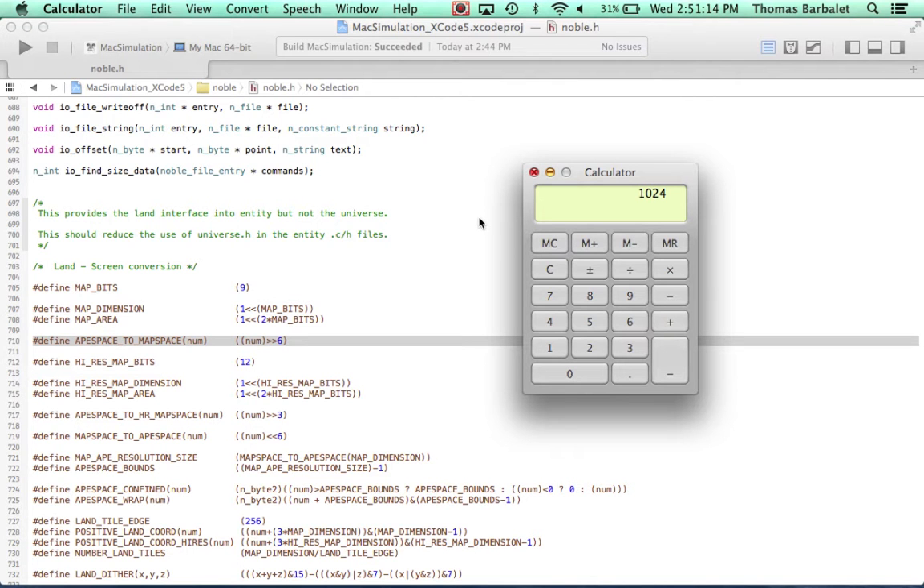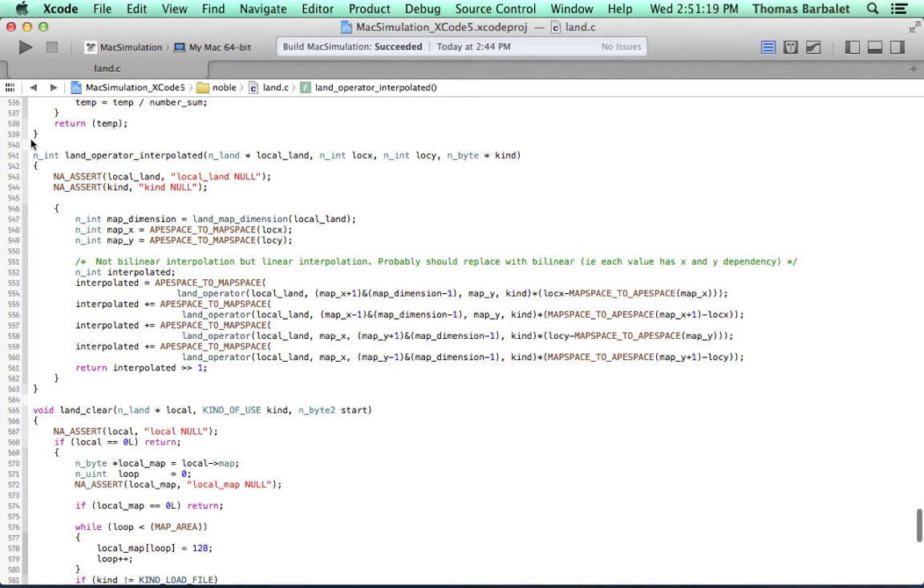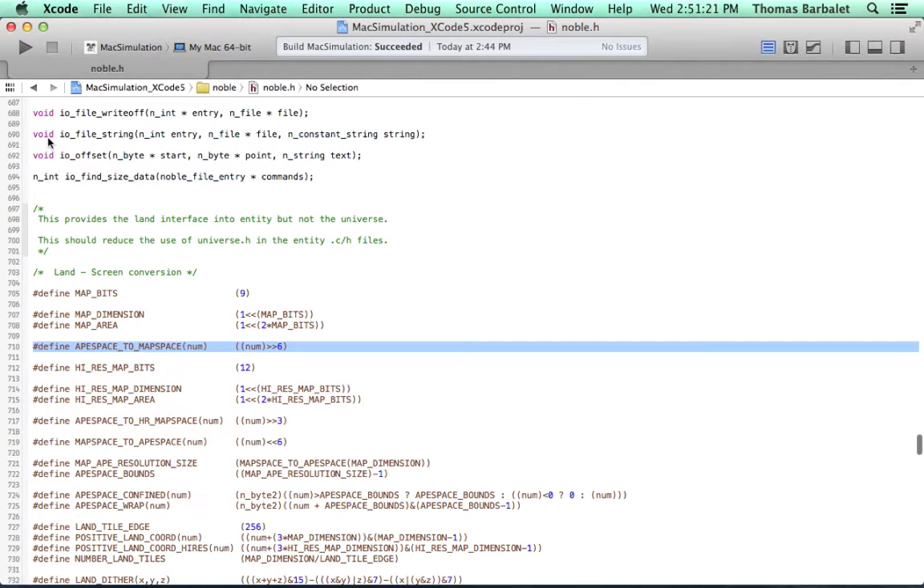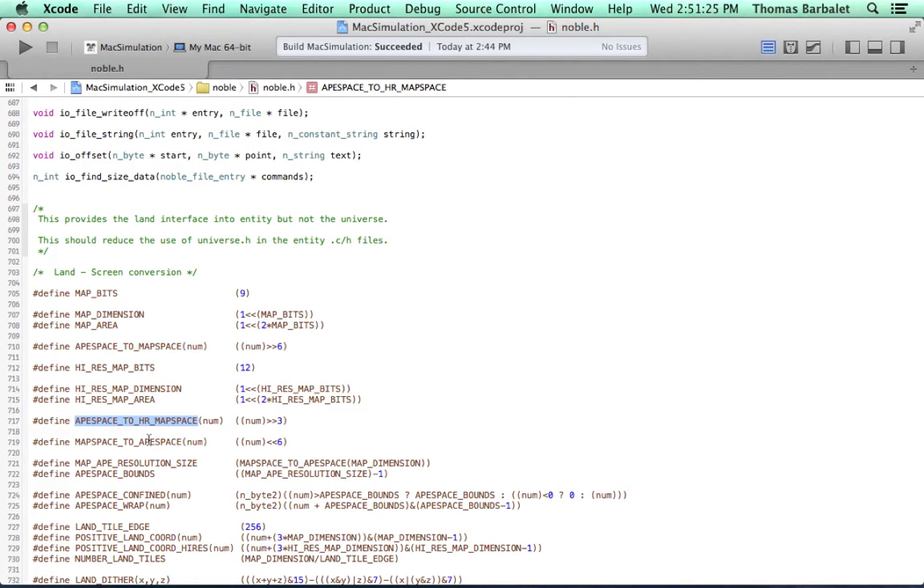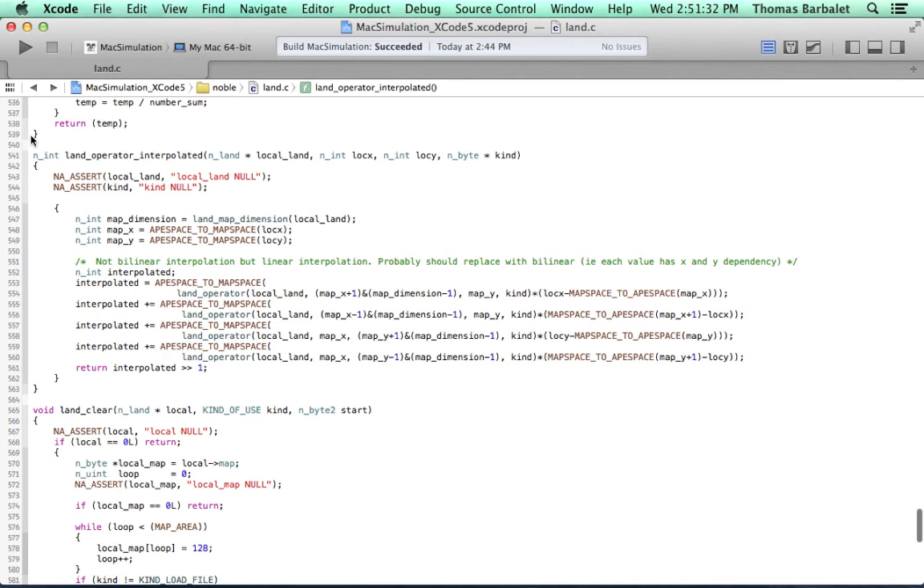So if we use that space instead for calculating the biology, you would end up with a slightly... let's move back here. Is there a corresponding ape space to high resolution map space? So we would use that instead. Probably not do all this interpolation.